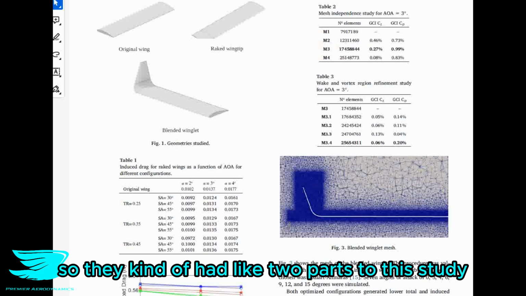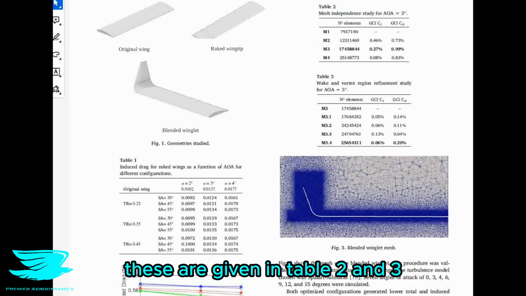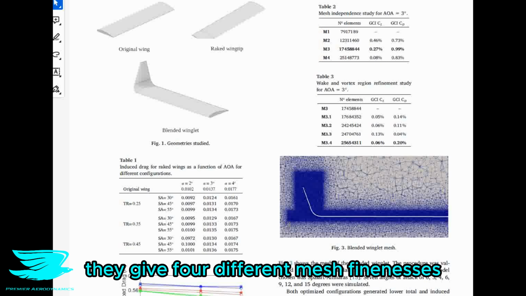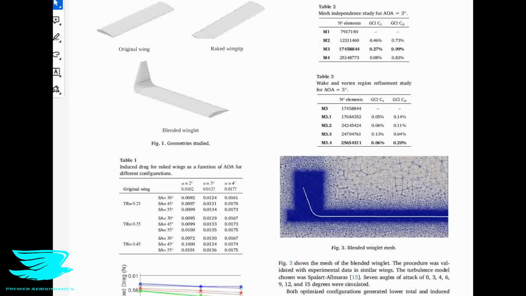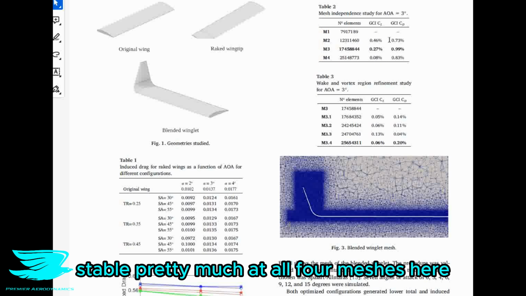So they kind of had 2 parts to this study. The first part, these are given in table 2 and 3. The first part is in table 2, where they call it a mesh independent study. In this table, they give 4 different mesh finenesses. And we can see that the lift and drag coefficients were stable pretty much at all 4 meshes here.